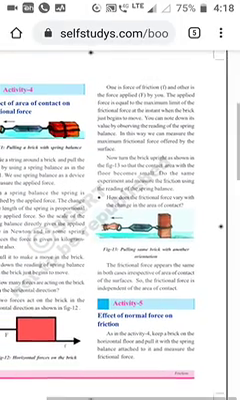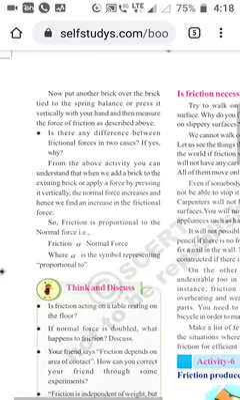Now Activity 5, by keeping another brick on that. Now put another brick over the brick tied to the spring balance, or press it vertically with your hand, and then measure the force of friction as described above.